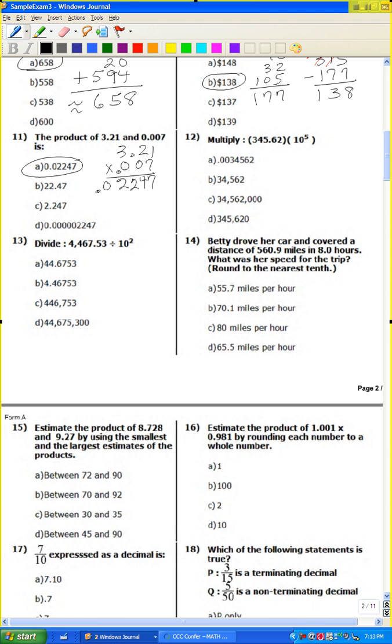Let's multiply. 3.456.62 times 10 to the fifth. So I'm going to have to move 1, 2, 3, 4, 5. And so I need 3 more zeros. And so this should equal 3456200. Oops.